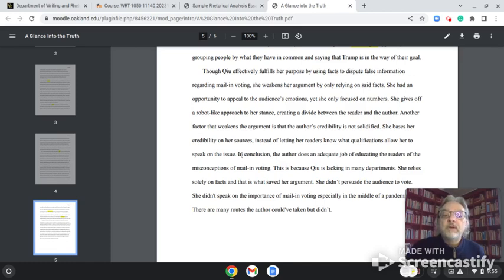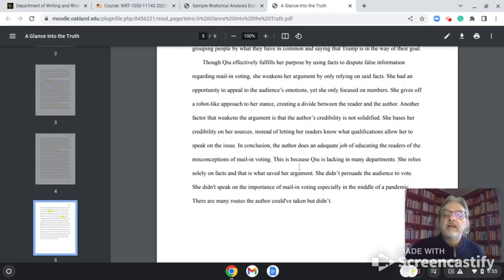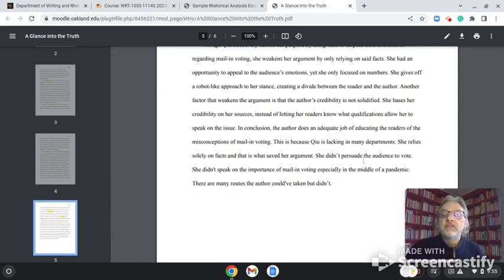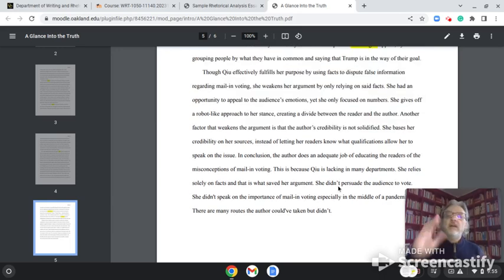In conclusion, all right, so here we get: the author does an adequate job of educating the readers of misconceptions of mail-in voting. However, in spite of all that, she didn't persuade the audience to vote. She didn't speak on the importance of mail-in voting. In the middle of a pandemic, there are many routes the authors could have taken, but didn't. Okay, all that's perfectly fine.